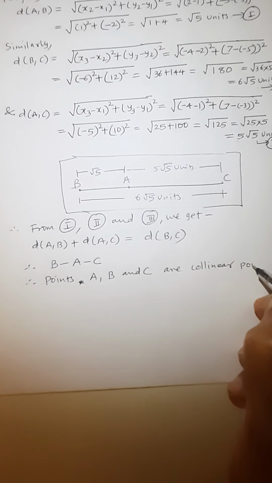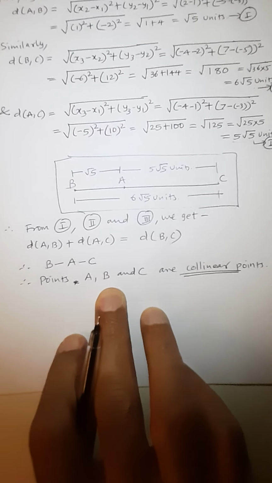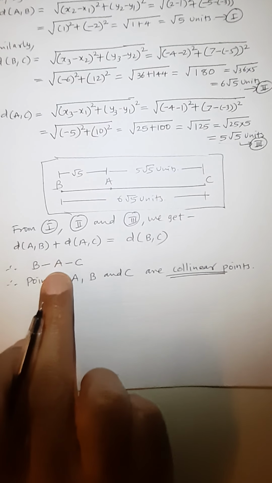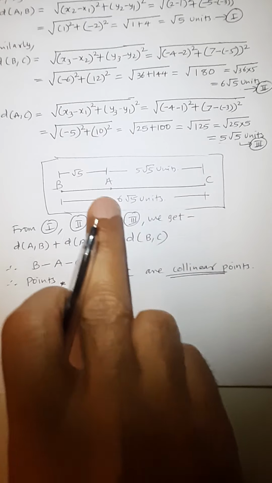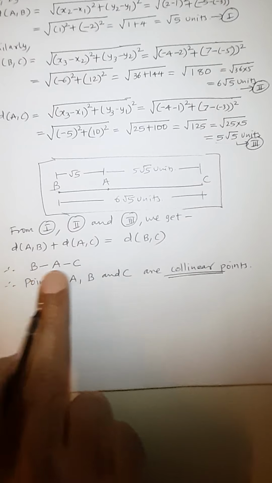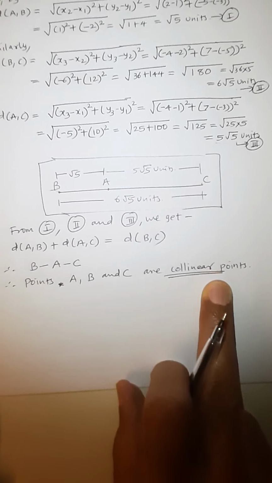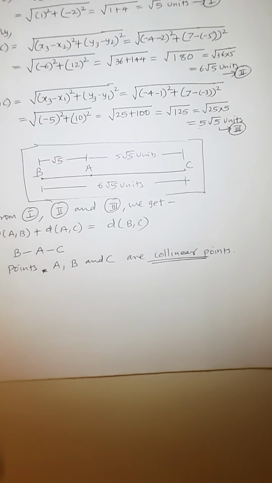Thus the distance formula also helps us to find out whether the points are collinear or not. B, A, C means A lies between B and C according to this situation, and this we got from results 1, 2 and 3 which we have solved here. This means that all these 3 points lie on the same line, so these points are collinear. Points A, B, and C are collinear. So simple sum. This type of sums you have to solve.